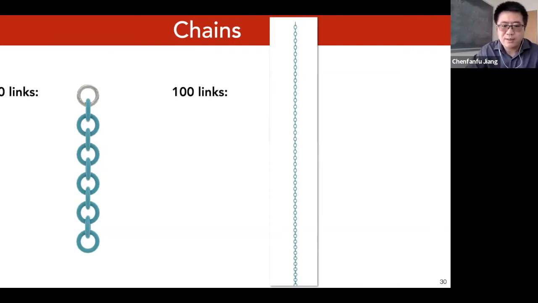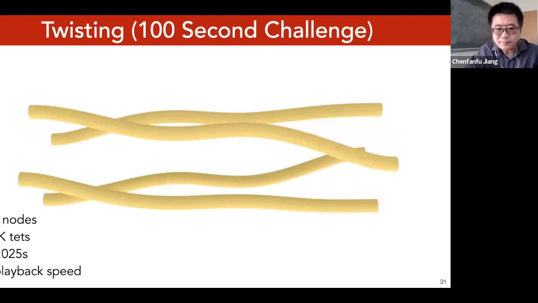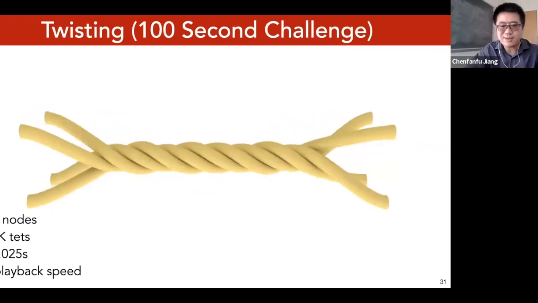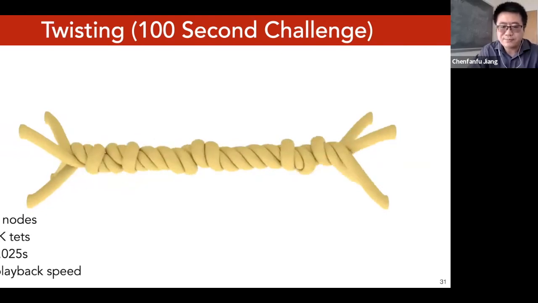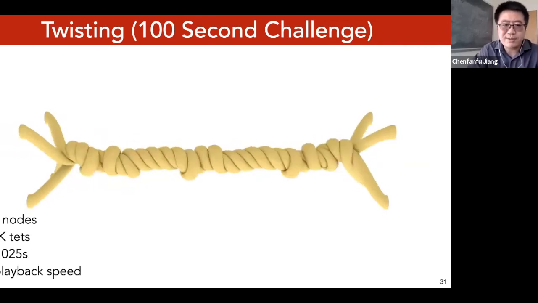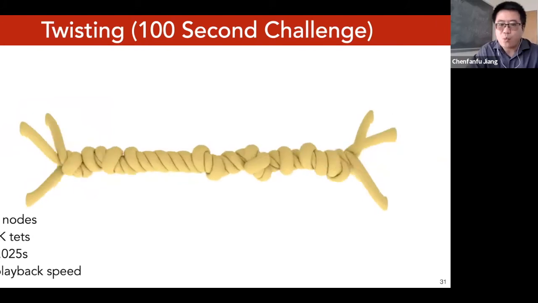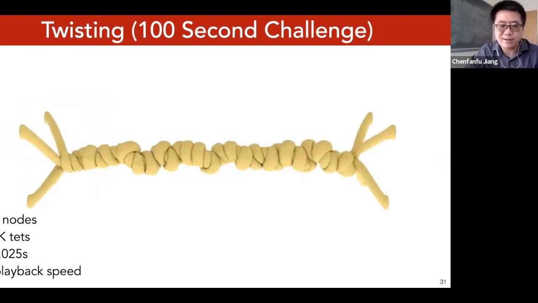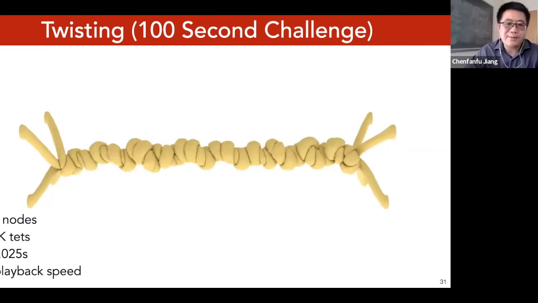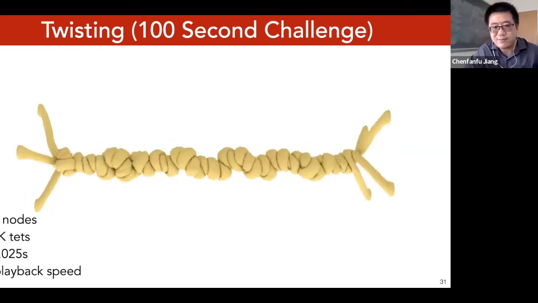And here is a twisting rod example. These rods are not real rods, they are made of tetrahedra, so that we can see the cool buckling. Basically, we continue this rod simulation for 100 seconds so that we could see a lot of knots and extreme deformations, and our method stays robust and efficient.